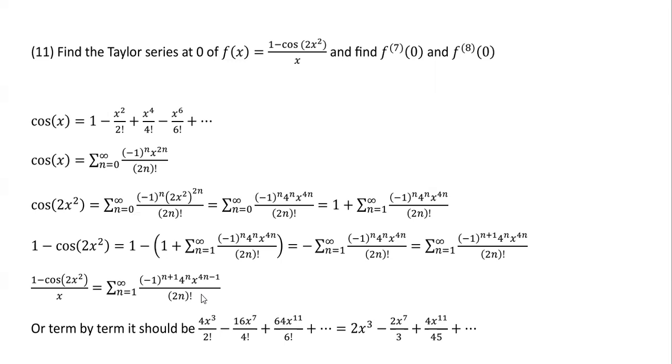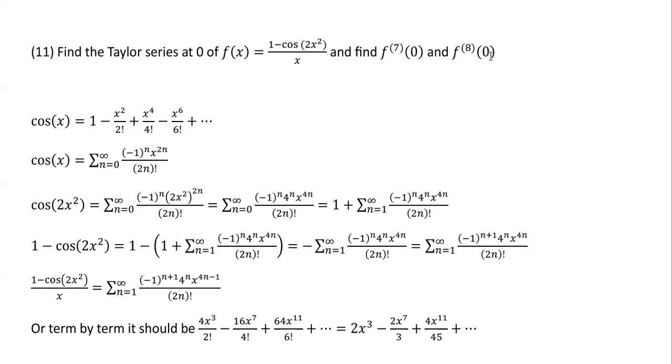Okay? So if you had done term by term, it should be something like this. 4x cubed over 2 factorial minus 16x to the 7th over 4 factorial plus 64x to the 11th over 6 factorial, so on and so forth. And then if you simplify it a little bit, it'll look more like this, okay? The reason why I want it now in expanded form is to answer these two questions over here. Find the 7th derivative at 0 and the 8th derivative at 0.